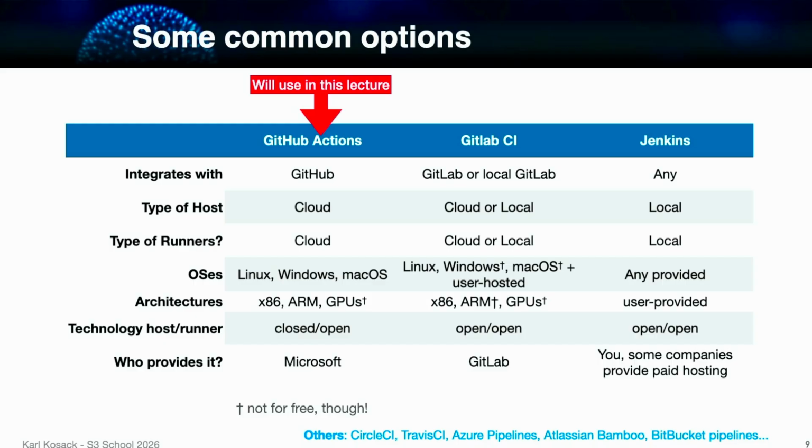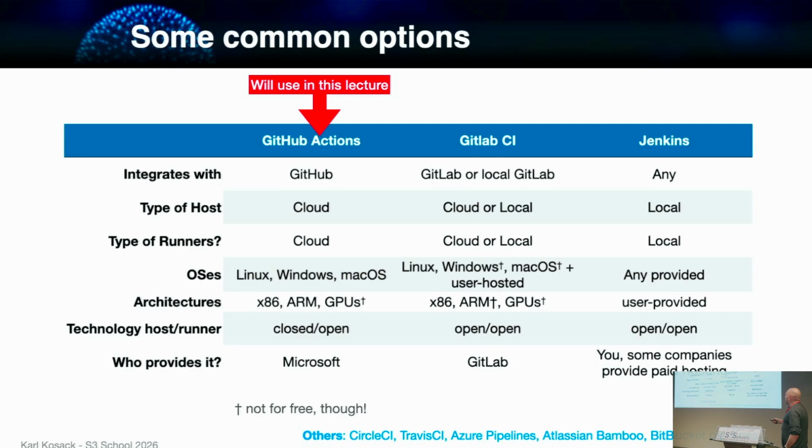GitLab actually technically can run also locally. It's a bit harder to set up, and in this case, you provide both the host and the runners. For the ones that are cloud services, they provide you, which is very nice, usually machines. Like GitHub provides you Linux machines, Windows machines, and macOS machines for free, which is very, very nice, right? Because that means that you don't have to go buy a macOS machine, stick it in your office to test on macOS, right? If you don't have one, you've got it for free. The other ones you have to pay for that.